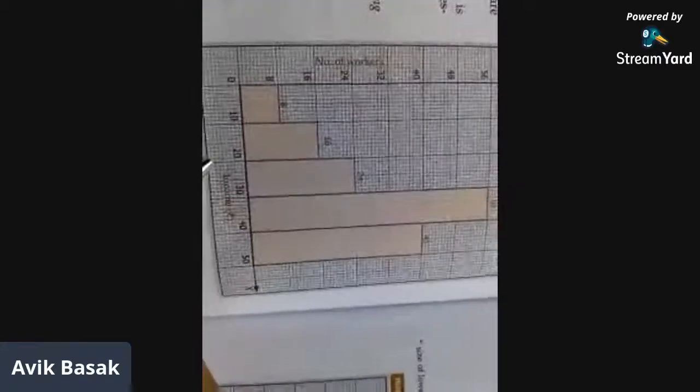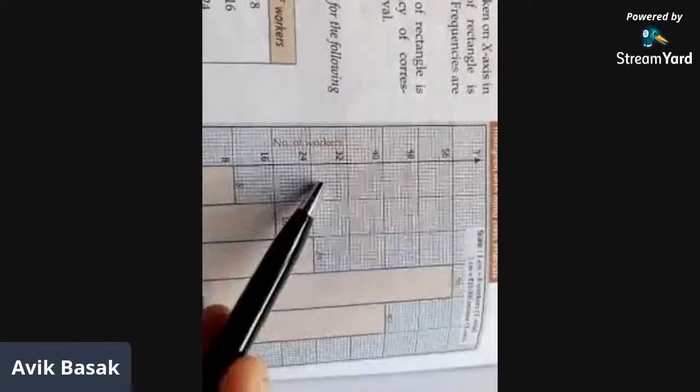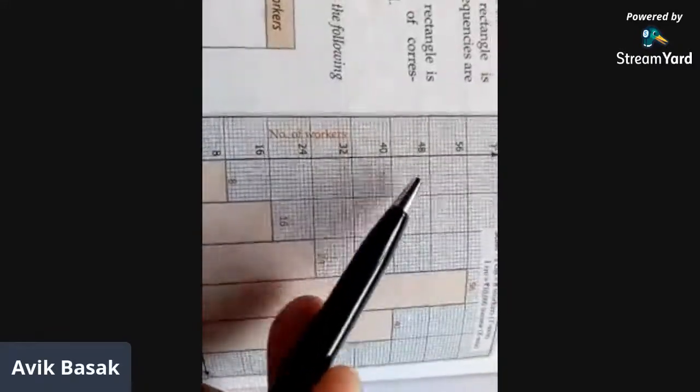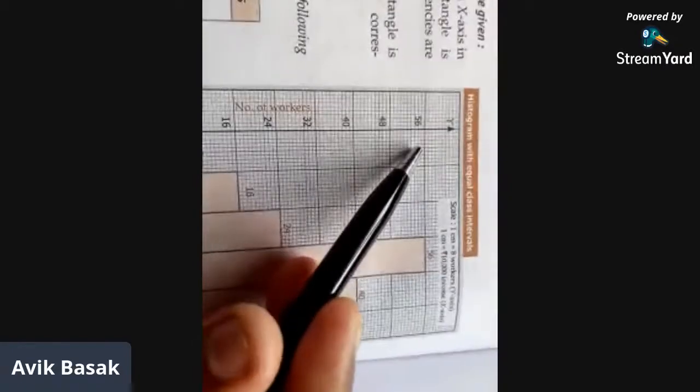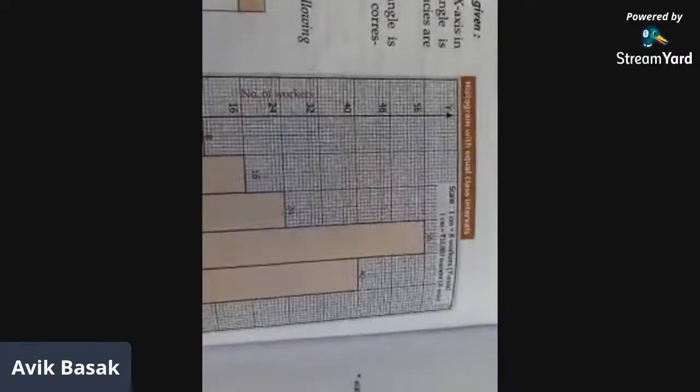Let's see. See first the scale, see what it has written. 1 centimeter equals 8 workers on y-axis. So here they have taken 1 centimeter, means 1 square, as 8 workers. 8, 16, 24, 32, 40, 48, 56. By 8 workers they have written. Number of workers they are measuring on the y-axis.